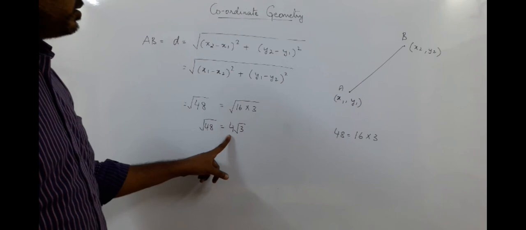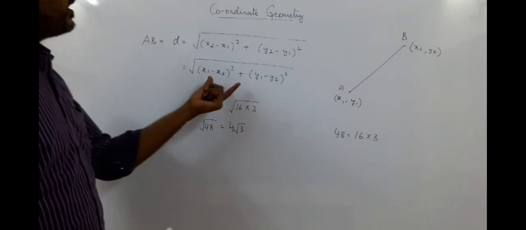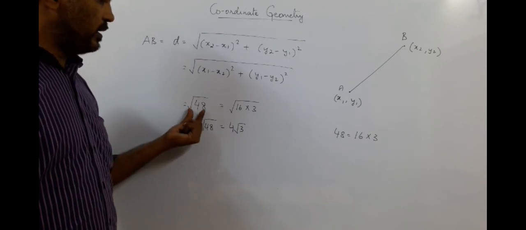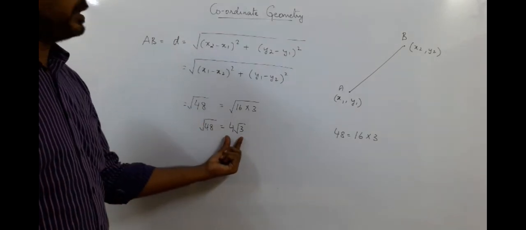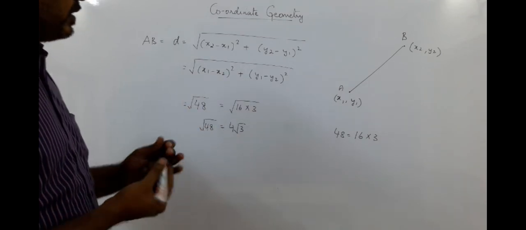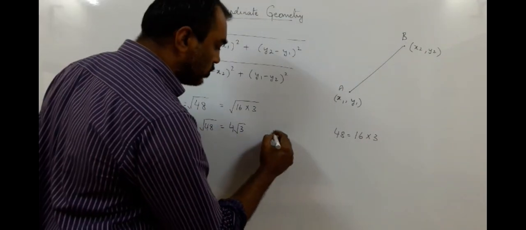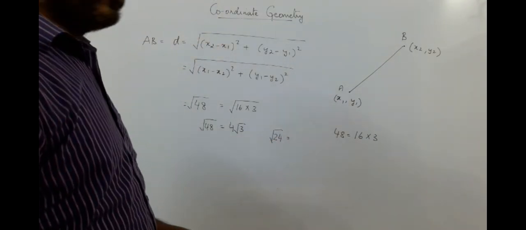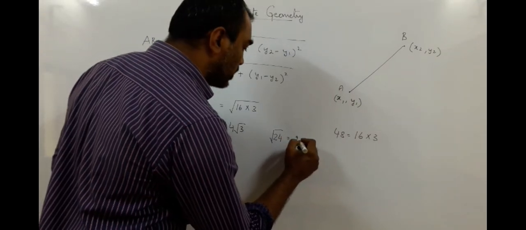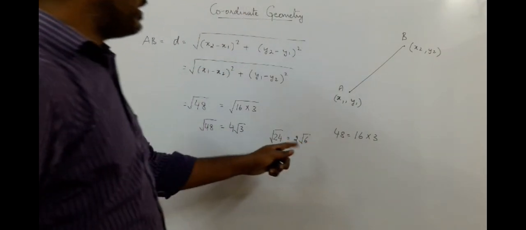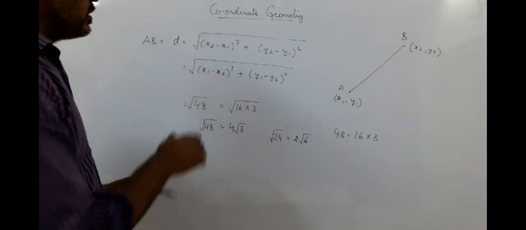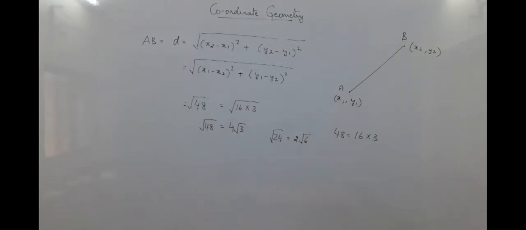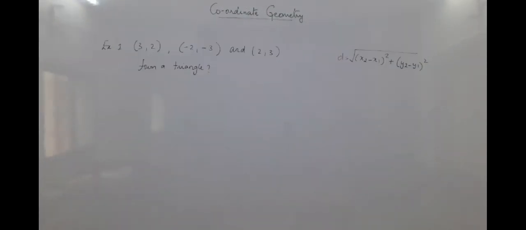So root 48 I write as 4 root 3. So this simplification you should be knowing. Whenever you get an answer which can be written in a simplified form, always do this. Root 48 should be written as 4 root 3. Now once you are okay, we will try one more number, say root 24. Now what is 24? 4 6s are 24. The square root of 4 is 2 and 6 is left, so we can write 2 root 6. So this is the simplified form you should know. Since we are done with this, let us start with the application of the distance formula.